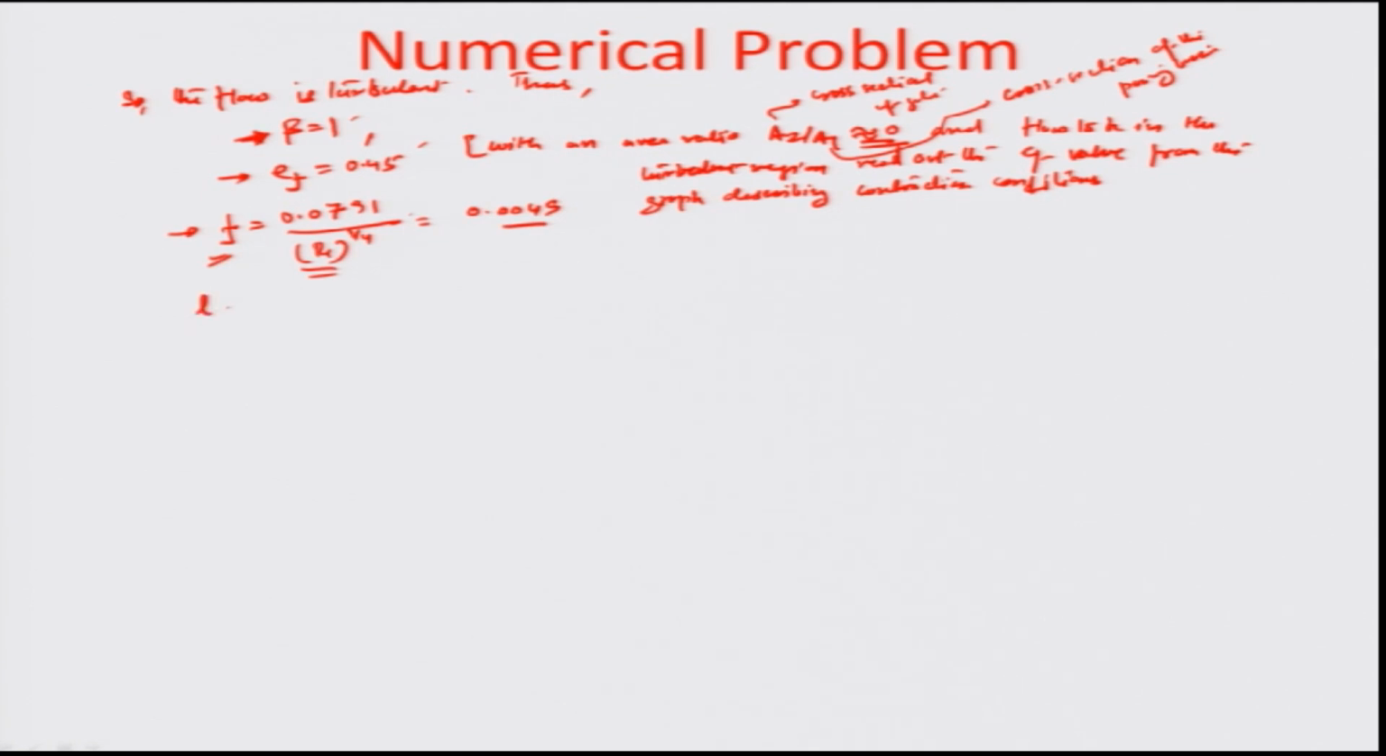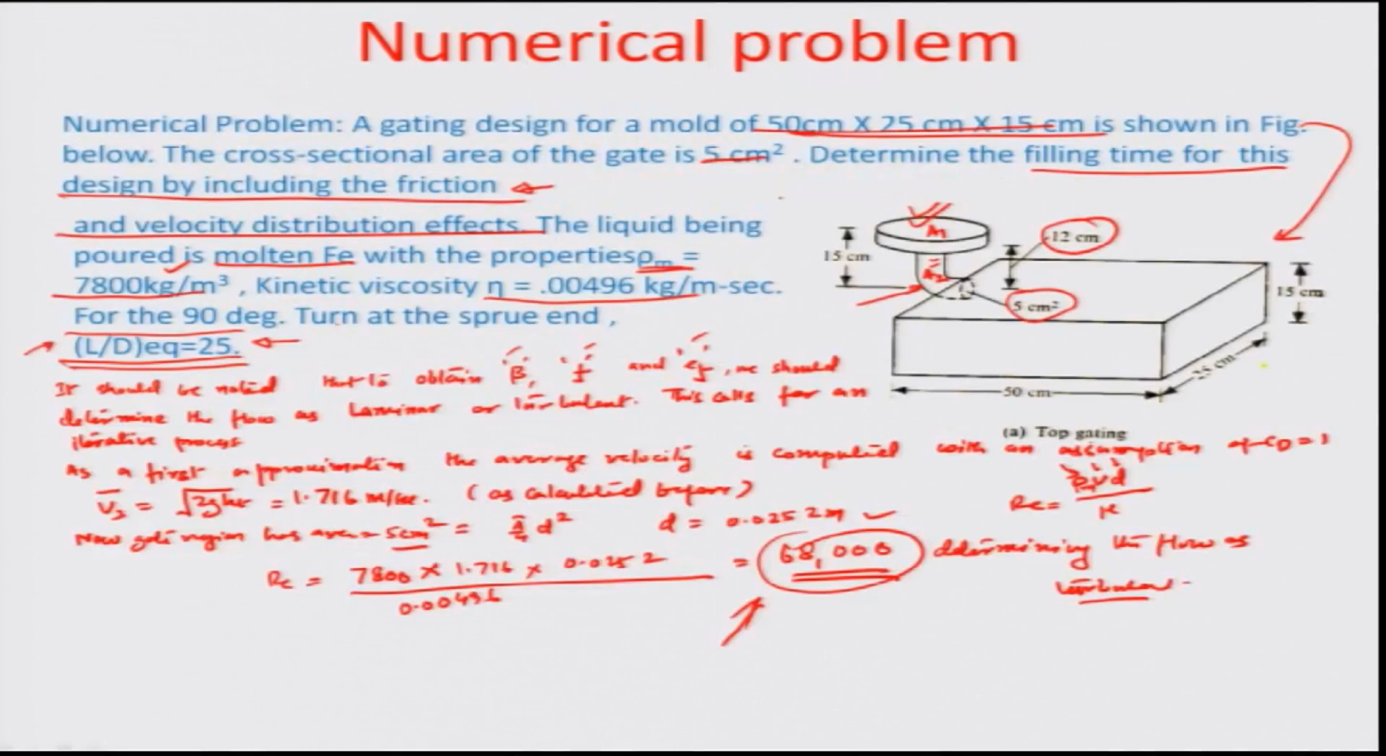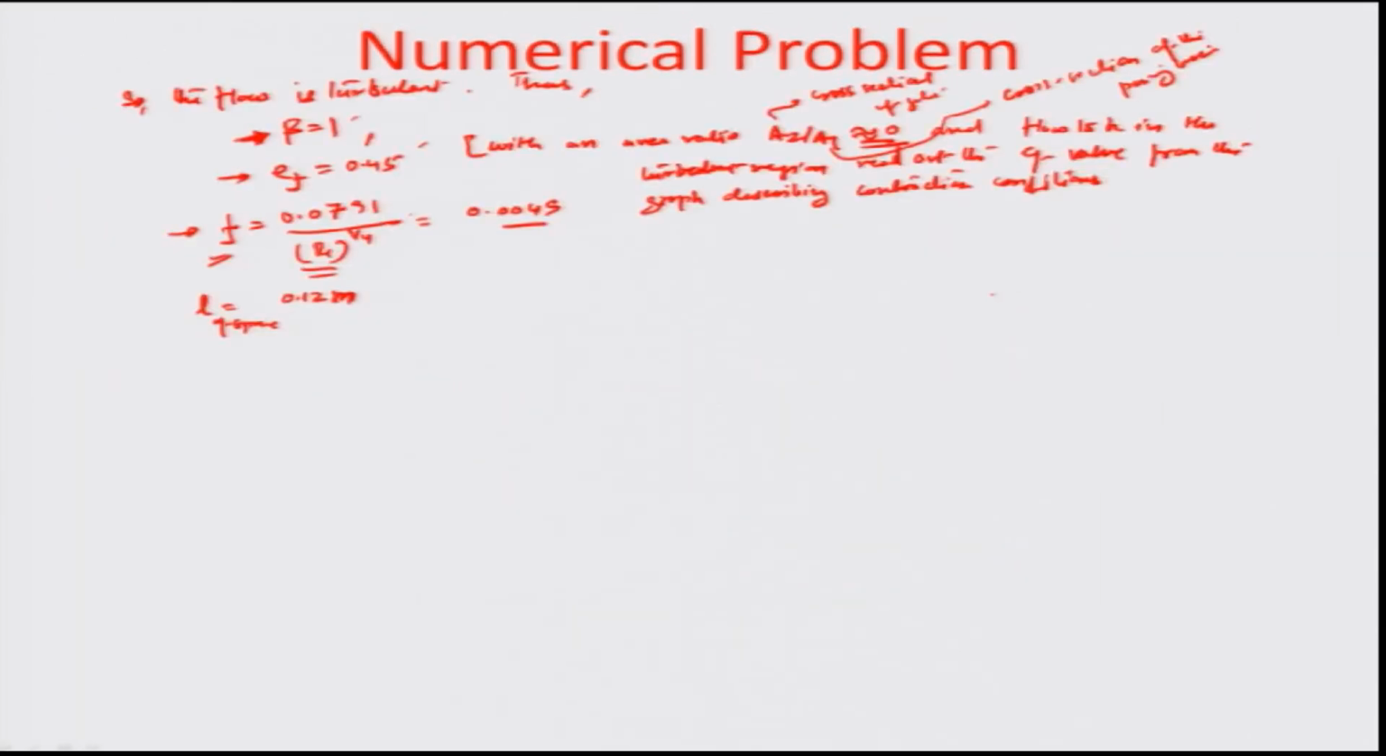Length obviously is the length of the sprue side, because that is the lower diameter side, and in this case the total height is about 0.12 meters, about 12 centimeters, as has been illustrated here. This total height from the pouring basin to the end of the gate region is about 12 centimeters. So, you are left with a value of CD.